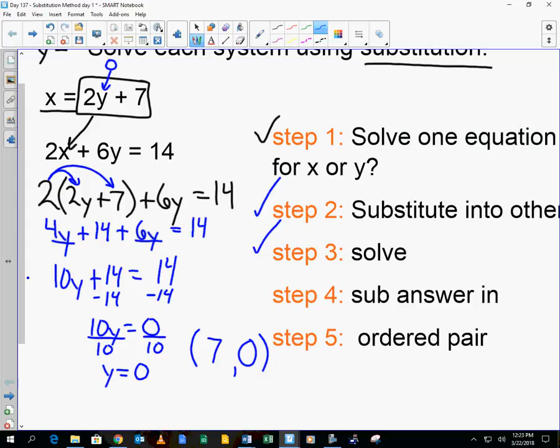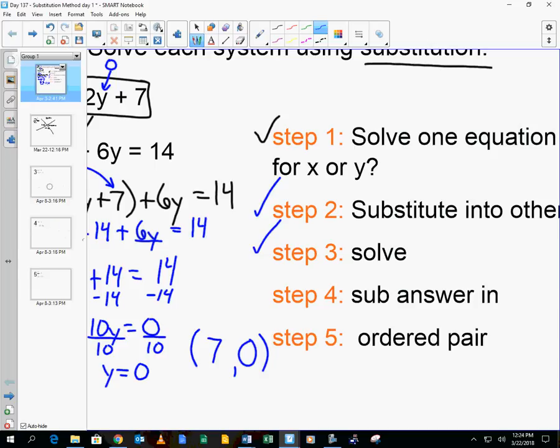Not the easiest thing in the world, is it? We better try a couple more examples. Let's look at the second one.